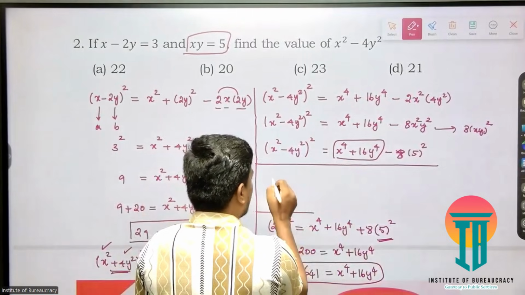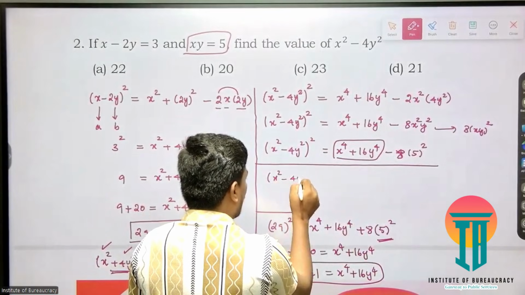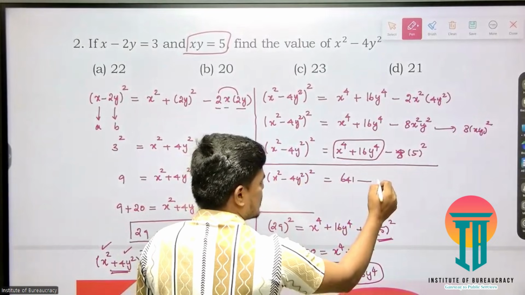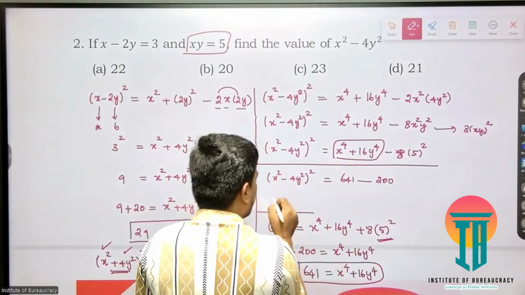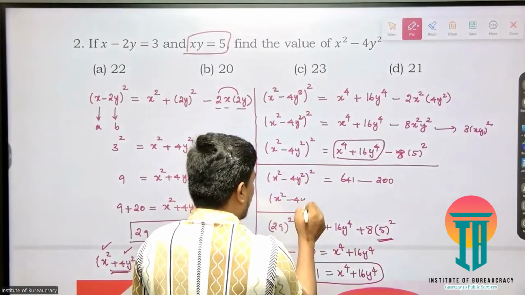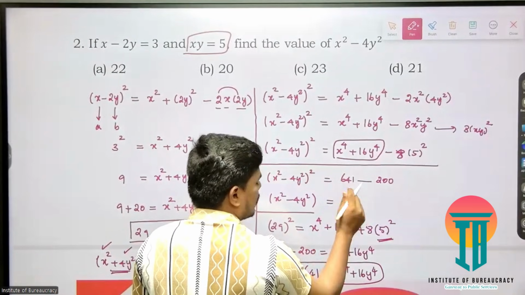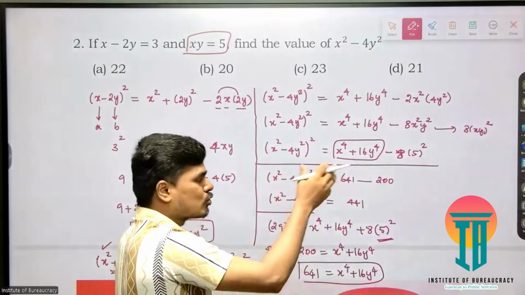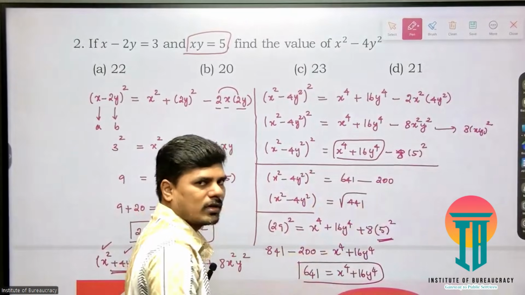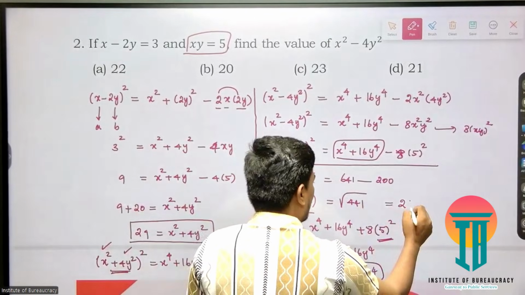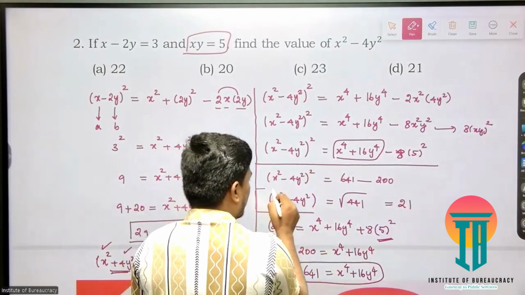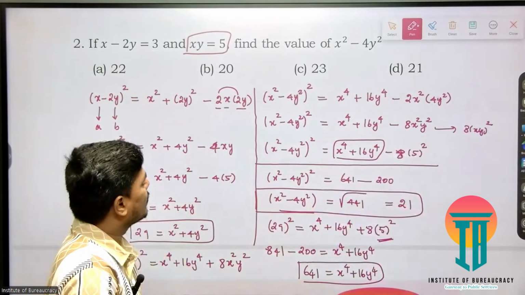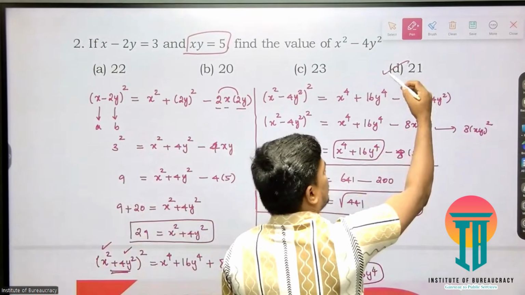Now I can substitute here. So my x square minus 4y square the whole square is going to be 641 minus this value, which is 200. Which means my x square minus 4y square the whole square is equal to 441. If I take the square root on both sides, the square root of 441 is going to be 21. Now x square minus 4y square is going to be 21. So the answer is 21. Option D is the answer.